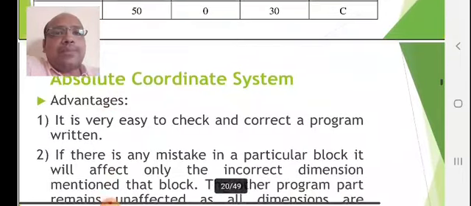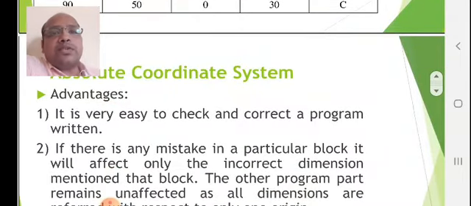Now let us see the absolute coordinate system. What are the advantages of the absolute coordinate system, ACS? It is very easy to check and correct a program written.